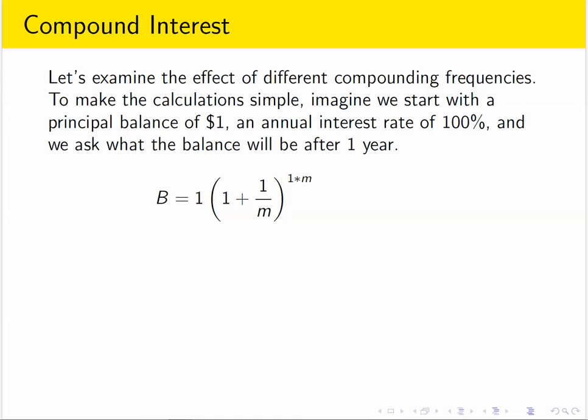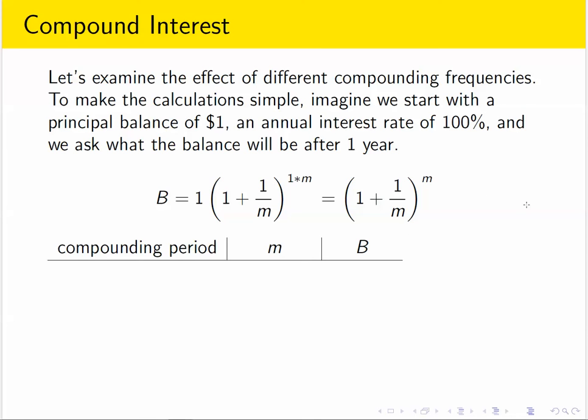So we plug in 1 for the principal, 1 representing 100% for the annual rate, and 1 for the number of years that have passed. And so that formula is going to depend on the compounding frequency m. Let's take a look at what happens to the balance over different compounding frequencies. Let's start with semi-annually. So that means we're compounding twice per year. If we plug a 2 in for both values of m and evaluate that on a calculator, we get a decimal of 2.25.